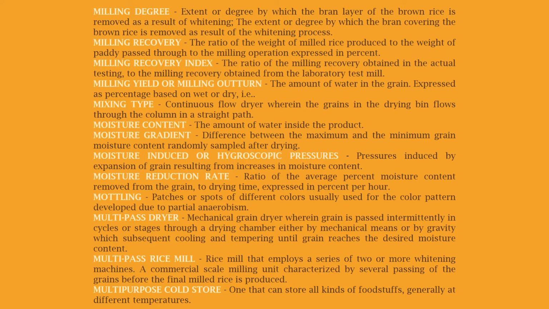Multi-pass dryer, mechanical grain dryer wherein grain is passed intermittently in cycles or stages through a drying chamber, either by mechanical means or by gravity, with subsequent cooling and tempering until grain reaches the desired moisture content. Multi-pass rice mill, one that employs a series of 2 or more whitening machines, a commercial scale milling unit characterized by several passing of the grains before the final milled rice is produced.